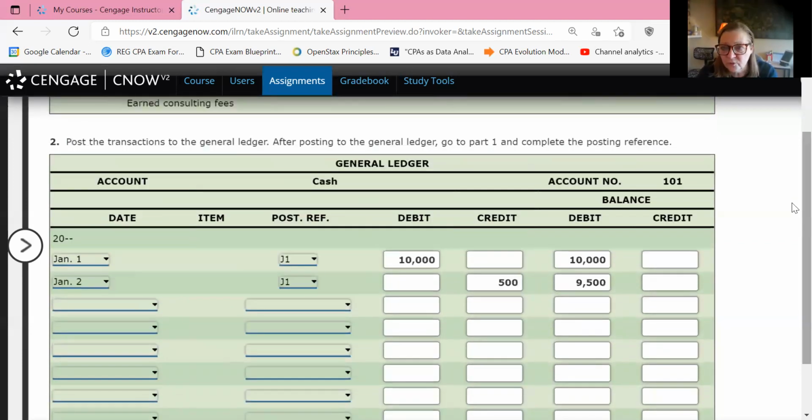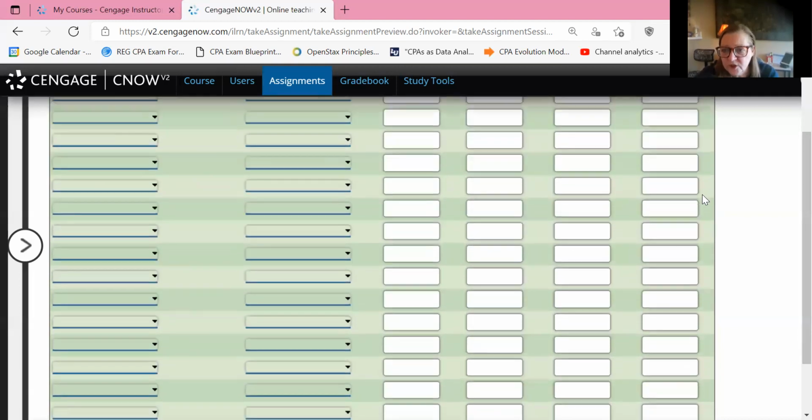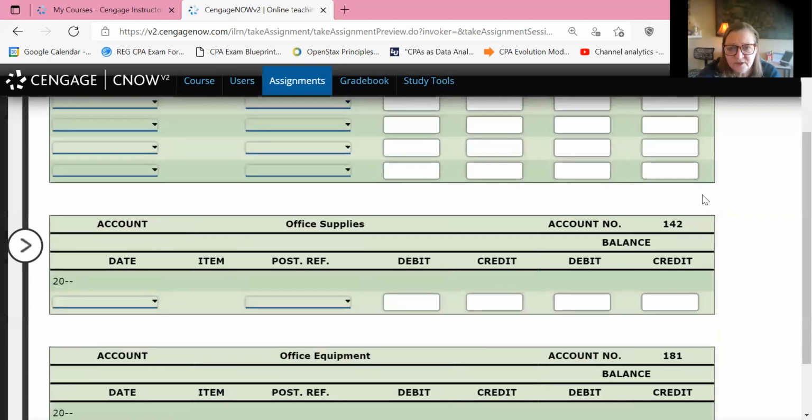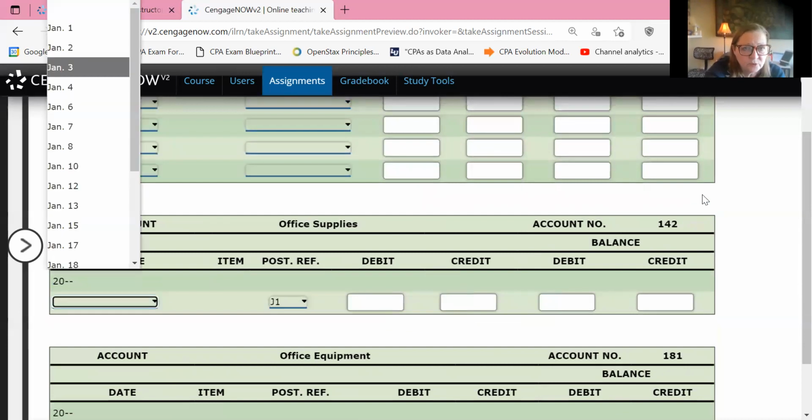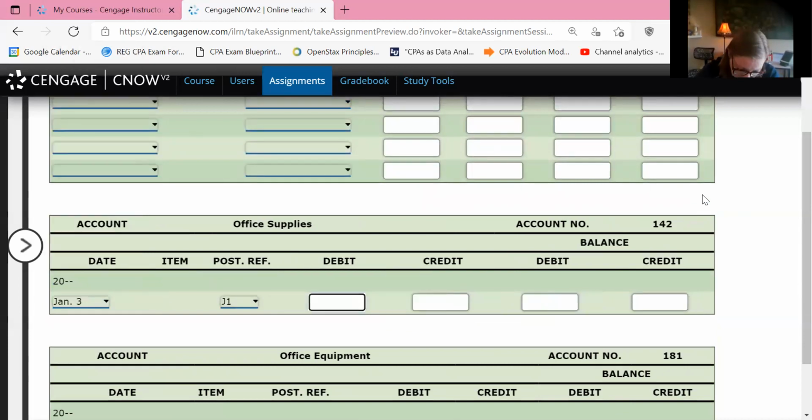Here's the account numbers over to the right. 142, we verify that it says office supplies. Yep, that came from journal 1. It happened on January 3rd. And it was that $300. And the ending would have been 300 after that.